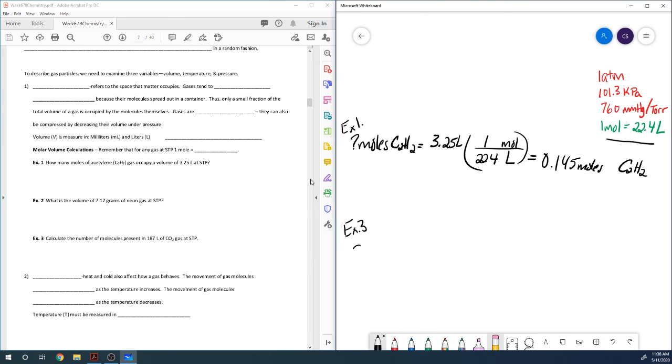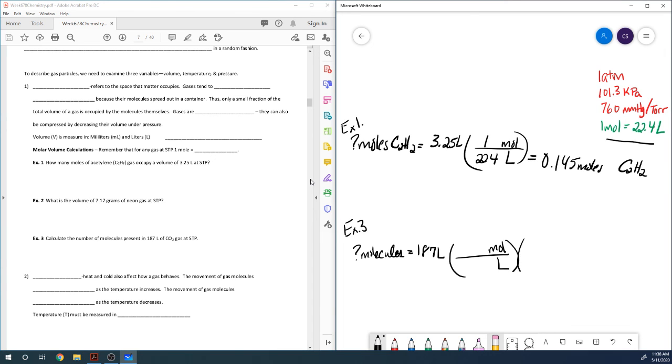Okay, so I want to know how many molecules equals 187 liters of that gas at STP. So I want to go liters on top, liters on bottom. We can go straight to moles.